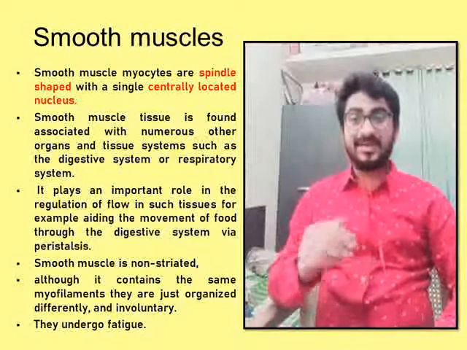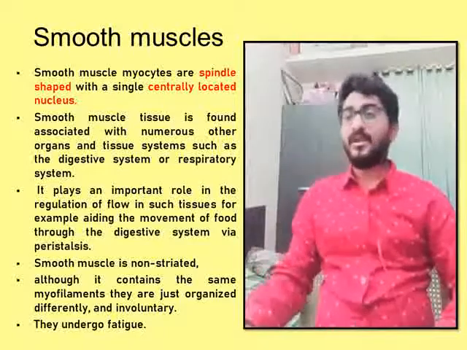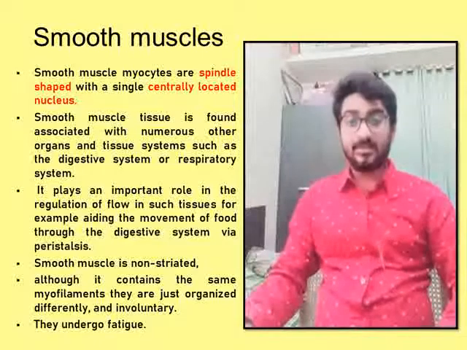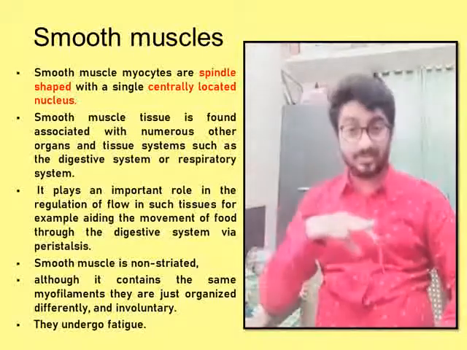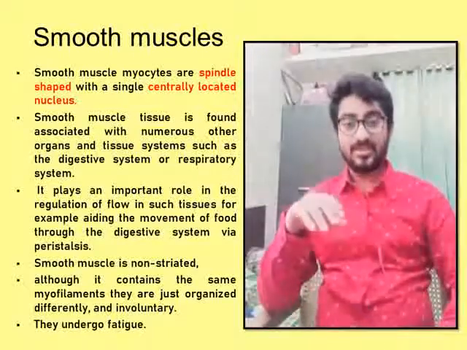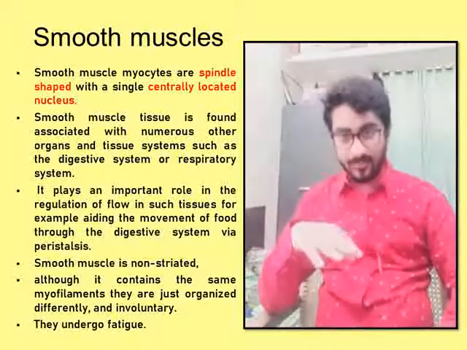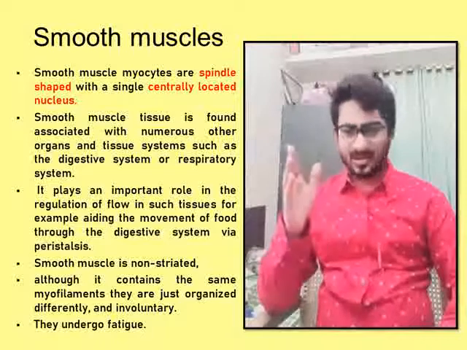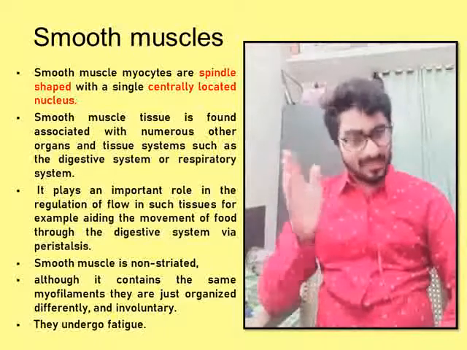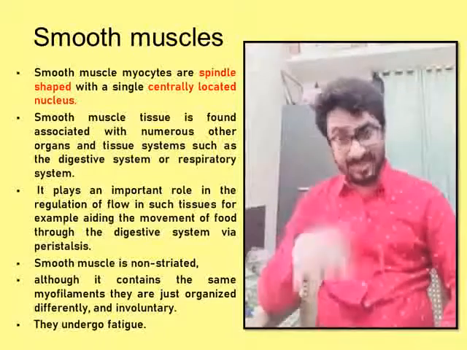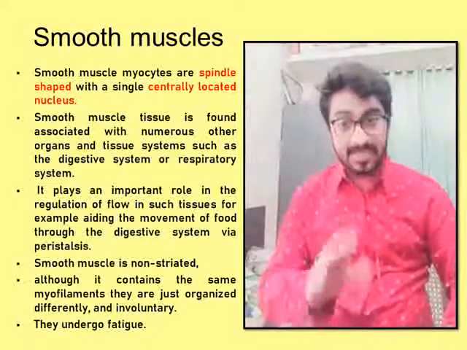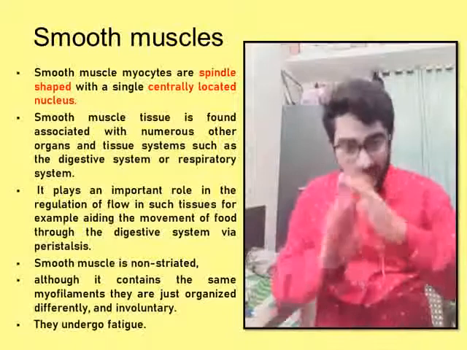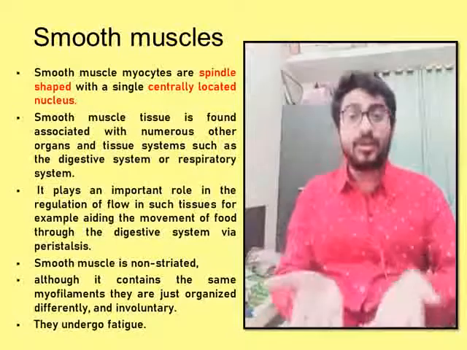Although it contains the same myofilaments, in striated muscles there are striations. Striations are made by the microfibrils, that is actin, myosin, tropomyosin, troponin, all the muscle proteins which are present in the skeletal muscles. They are also present in the smooth muscles, but they are organized differently, hence you cannot see any striations.